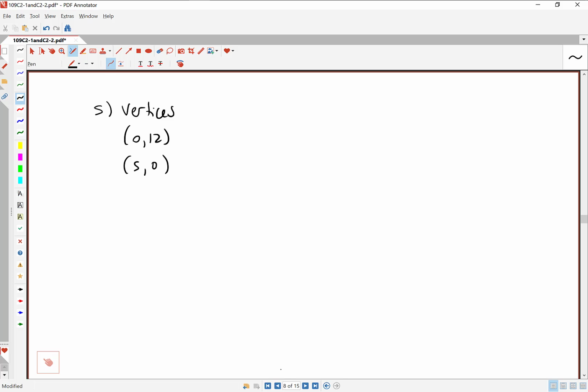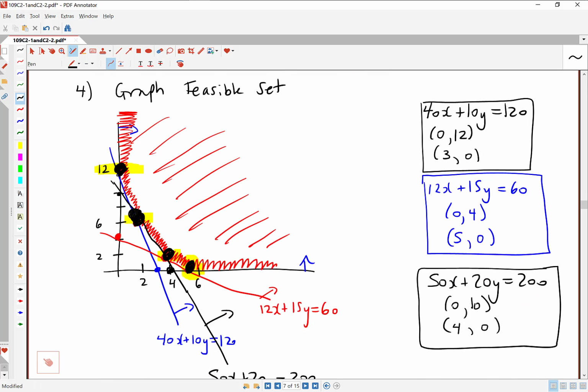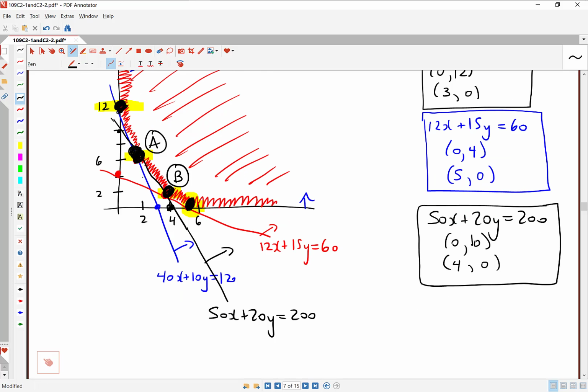So there we go. And then maybe let's give some names to our other vertices. So these 2 mystery ones, we'll call them A and B, and we'll just figure out how to find those. So A is coming from the blue line and the black line intersecting. Okay, so I'm just going to refer to the equations by the number that's sitting on the right side. It's the 120 line and the 200 line intersecting.